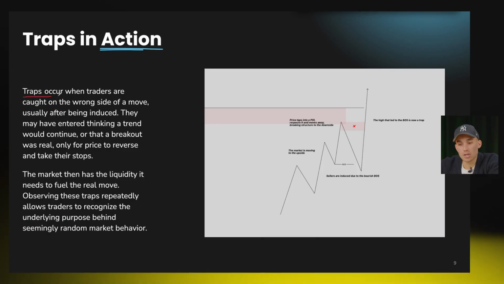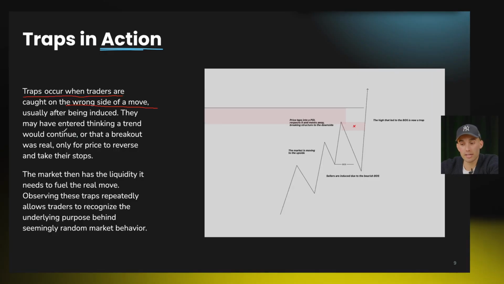Some people like to call them traps. Some people like to call them liquidity grabs, false moves, whatever you want to title them. We're going to talk about all this right now. So traps occur when traders are caught on the wrong side of a move, usually after being induced, okay? So again, a very simple way of summarizing what we just said: sellers get induced, a move happens to the upside, sellers trapped. Boom, very simple.